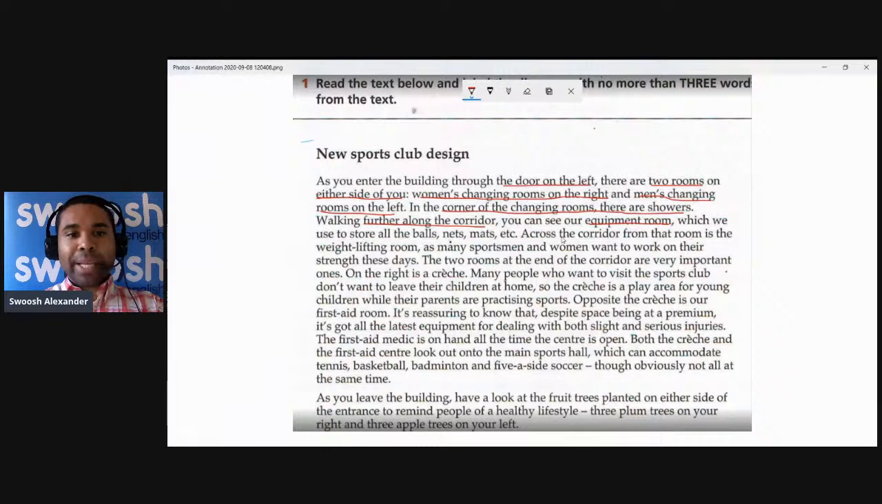Across the corridor from that room is the weightlifting room. Okay. So again, what we need to do here is identify the specific information we need. We don't really need the details. Do we need balls, nets, mats? Do we need to know that many sportsmen and women want to work on their strengths these days? No, we don't really need that. What we need is just the prepositions of place, further along, across, opposite, and we need to know what the names of the rooms are. So let's see if from underlining this information, we can identify more rooms. Let's have a go.